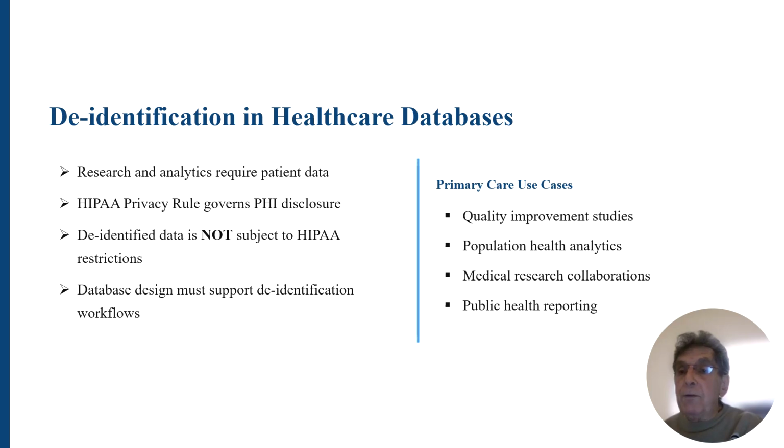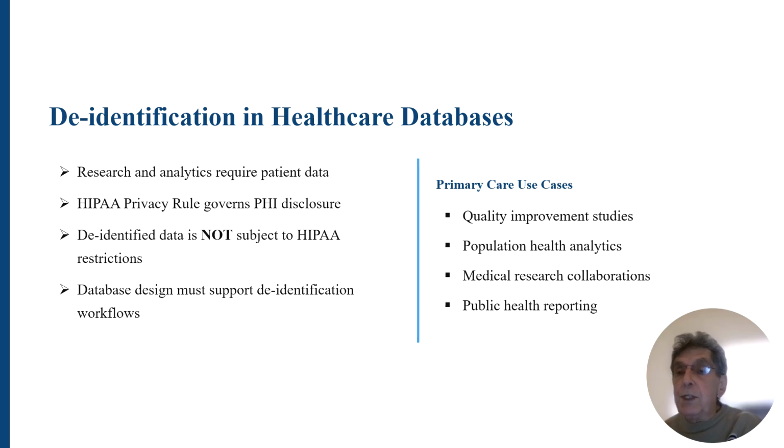De-identification offers a path forward. Data that has been properly de-identified is no longer considered protected health information under HIPAA. It can be used for research, shared with partners, or published in studies without violating privacy concerns. In primary care settings, common use cases include quality improvement studies. How effective is our diabetes management program? You need data about patient outcomes, but not patients' identities. Population health analytics. What are the health trends in our patient population? Aggregate data answers this without identifying individual patients.